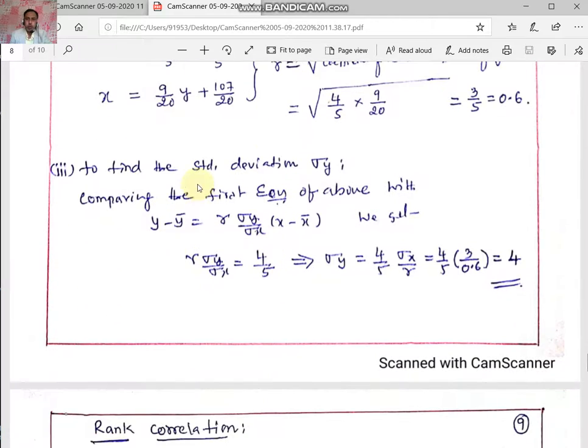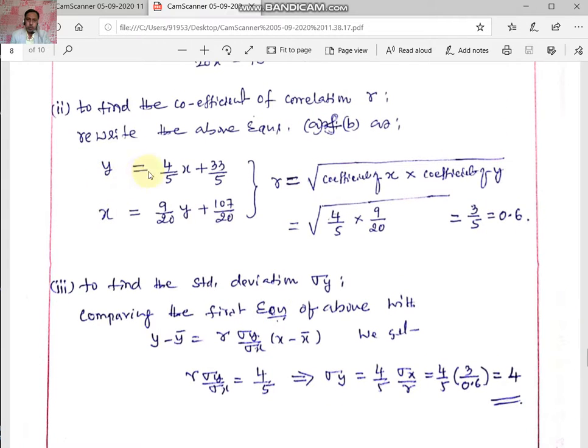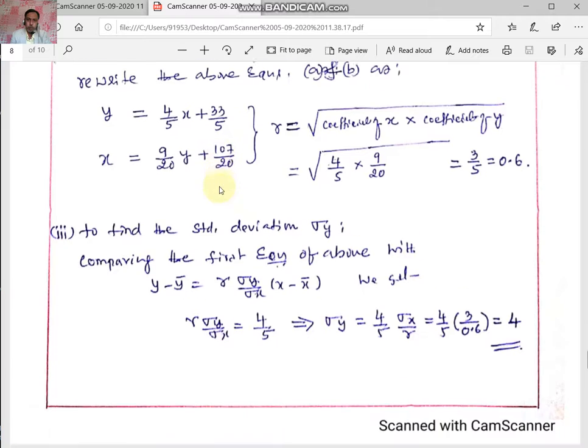Next, to find the standard deviation sigma y. Comparing the first equation above, y minus y bar is equal to R into sigma y by sigma x into x minus x bar. So this is the standard equation for line of regression of y on x. Compare this equation with y is equal to 4 by 5 x plus 33 by 5.